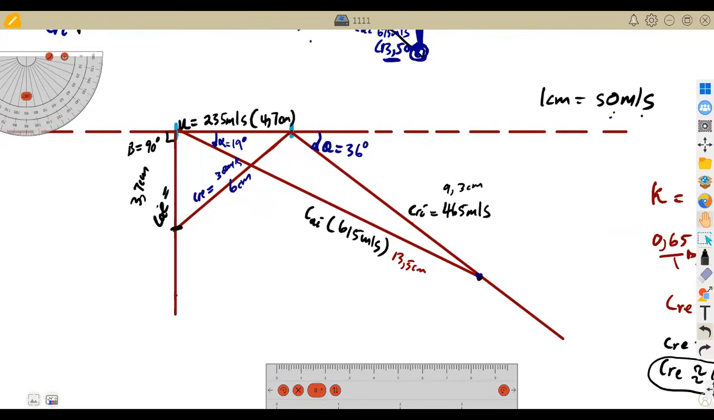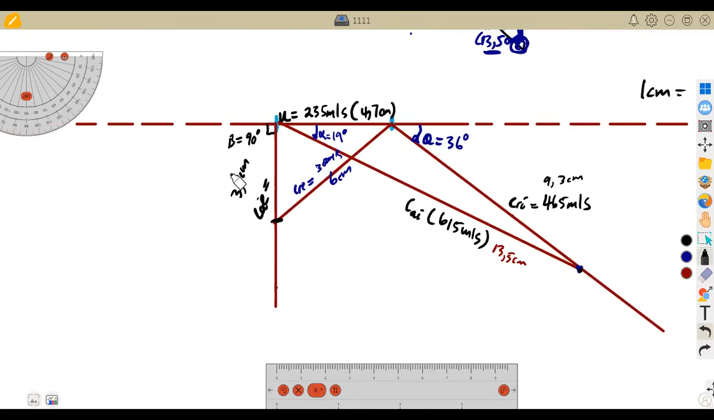1 centimeter is 50 meters per second. So we multiply by 50. If you multiply 3.7 by 50, you're going to obtain 185. So that is 185 meters per second, which is our exit velocity, in this case the absolute velocity.